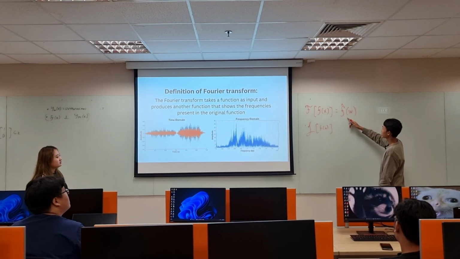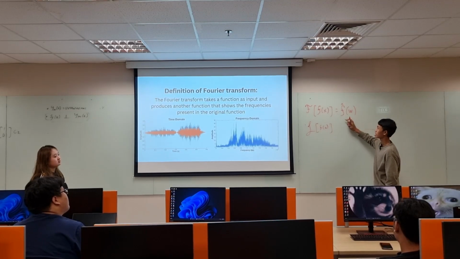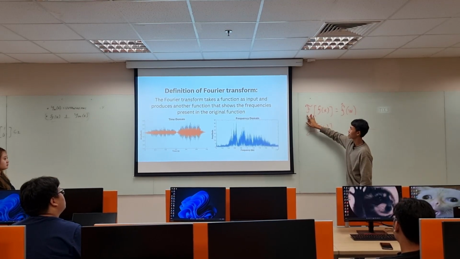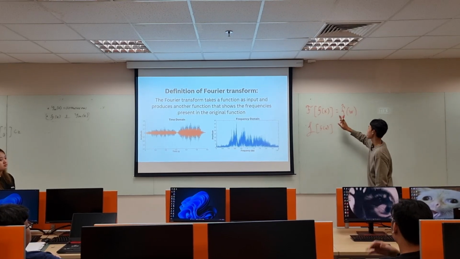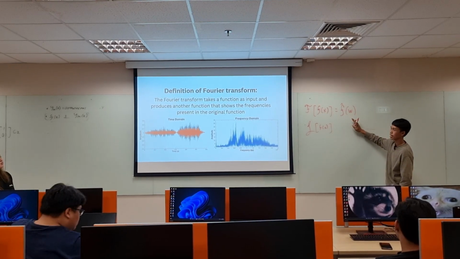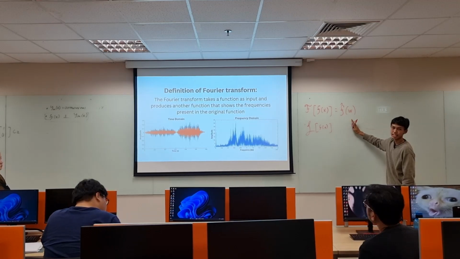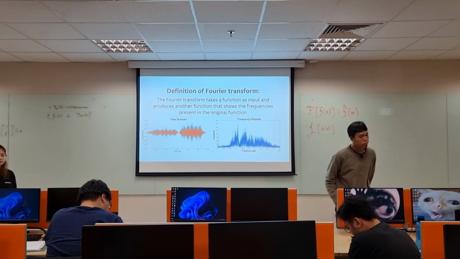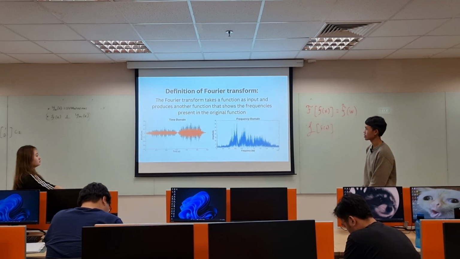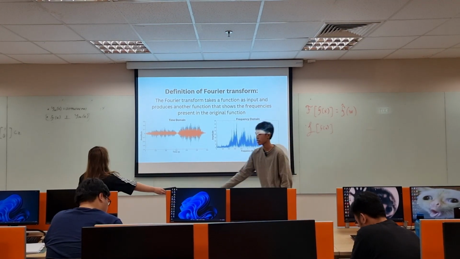Oh, this is a Fourier function. This is the notation that we use if we want to transform the function. This is the notation that we use when it is already a Fourier transform. Okay, so here's the example of Fourier transform.